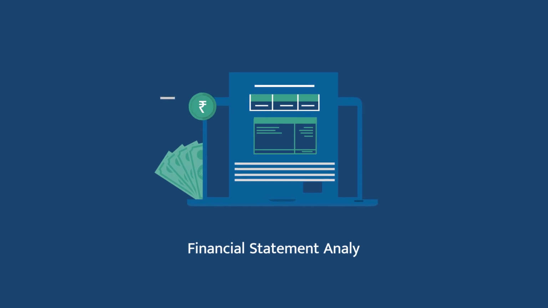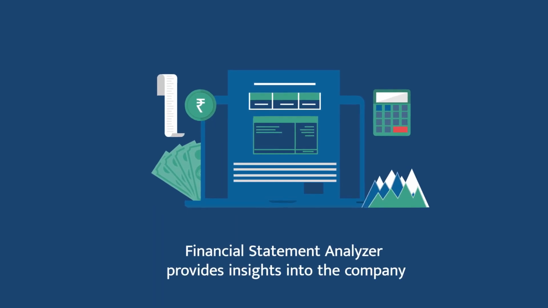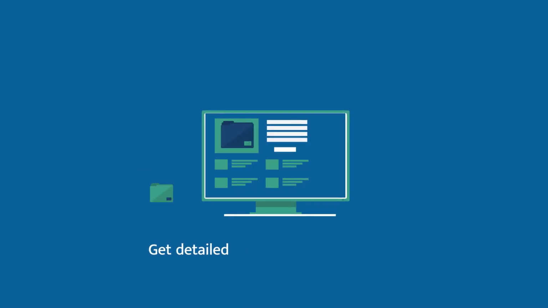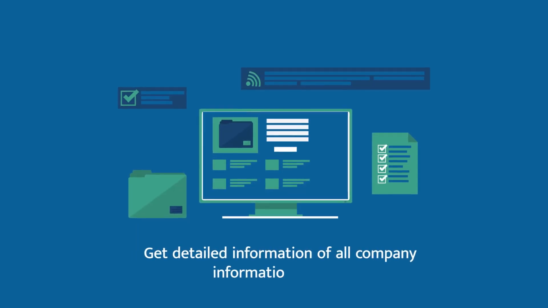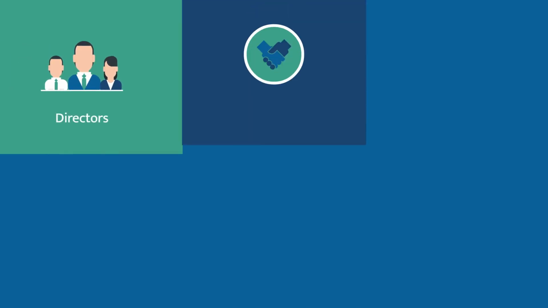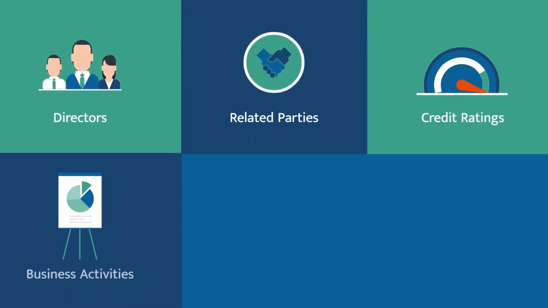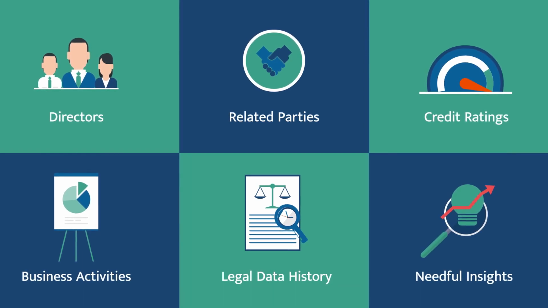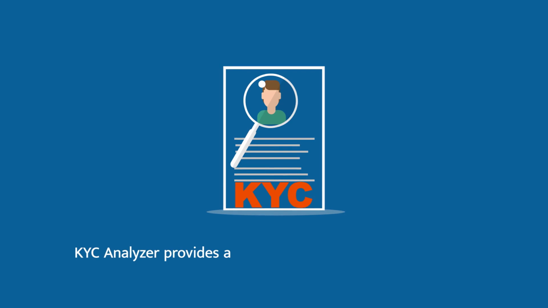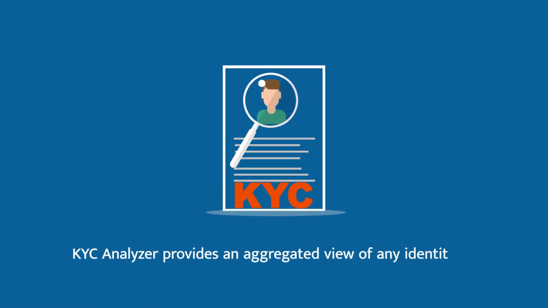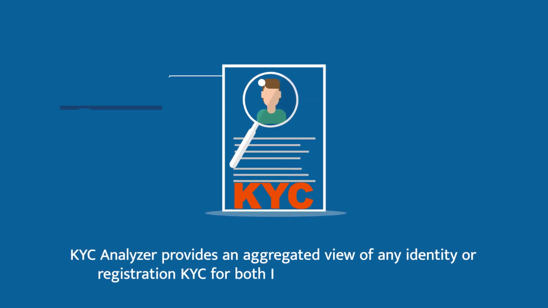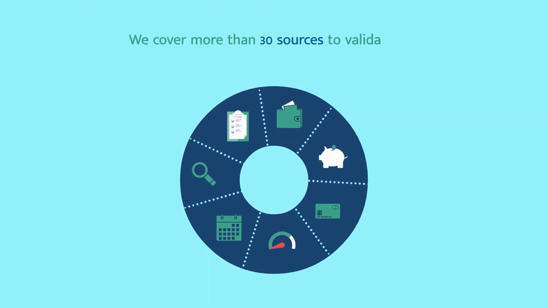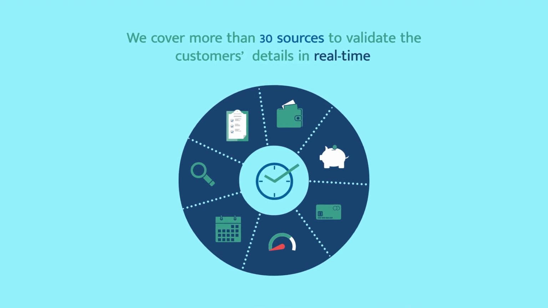Financial Statement Analyzer provides insights into the company which is due to be onboarded or appraised for credit. Get detailed information of all company information such as directors, related parties, credit ratings, business activities, legal data history, and other needful insights. KYC Analyzer provides an aggregated view of any identity or registration KYC for both individuals and companies. We cover more than 30 sources to validate the customer's details in real time.